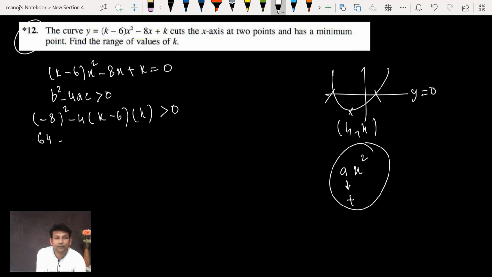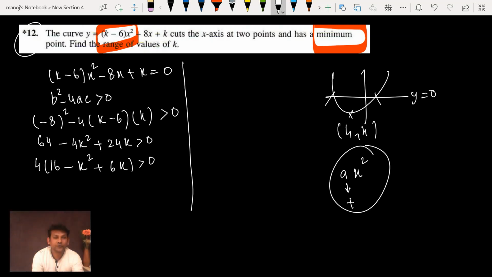64 minus 4 times k times (k minus 6), that is minus 4k square. This minus minus is plus, 4 times 6 and k is 24k, and it is greater than 0. When you multiply this out, now we take the common factor, which is 4. So when I take 4 common, 16 minus k square plus 6k is greater than 0.